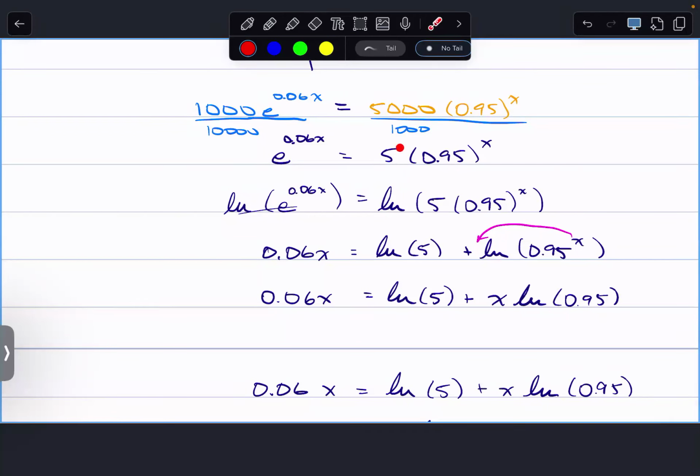It's 4.75. It's because 0.95 is to the power of x, but 5 is not to the power of x. If it was, then you could have pulled it out. But 5 is just 5, and then this is to the power of x. So that's why you can't do a little mashup there.